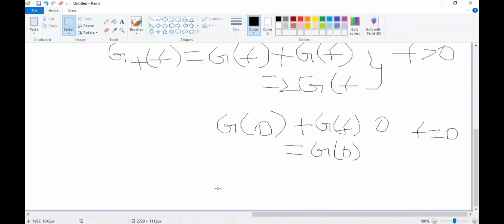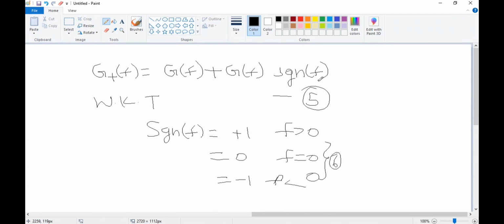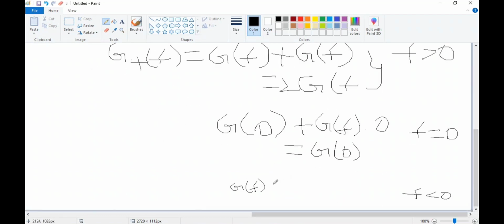Okay. Next, third case, when f is less than 0. For f less than 0, it will be equal to g of f. If you observe here, g of f will get multiplied with signum of f. Signum of f value is minus 1. Minus 1 into g of f will be minus g of f. So g of f minus g of f, its value will be equal to 0.